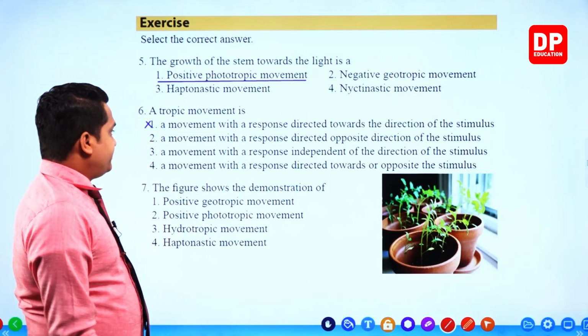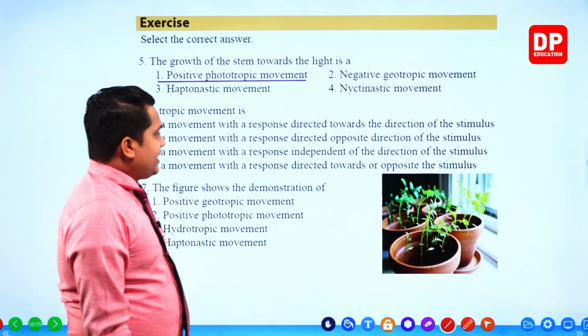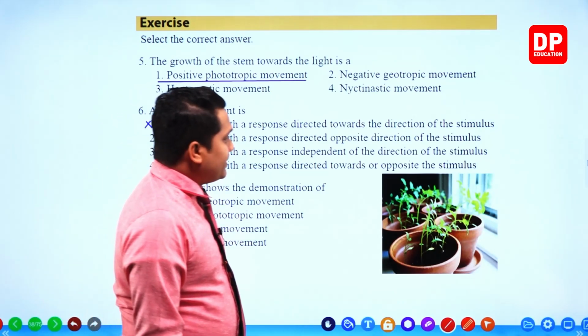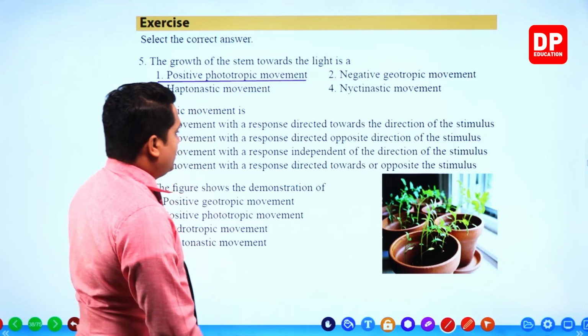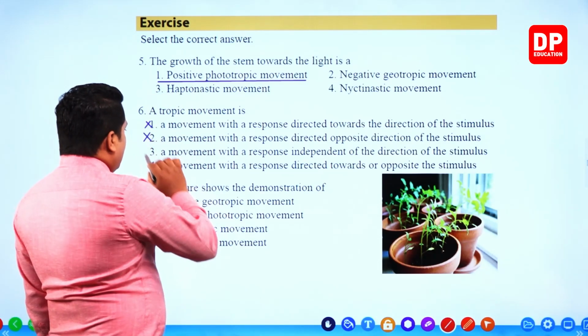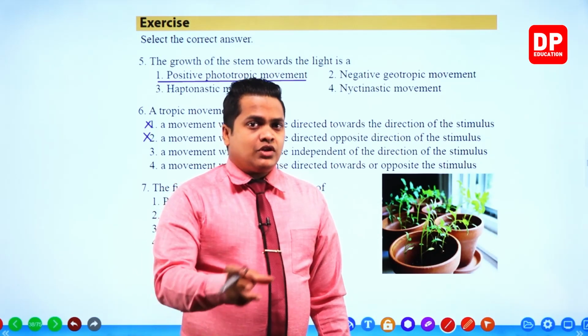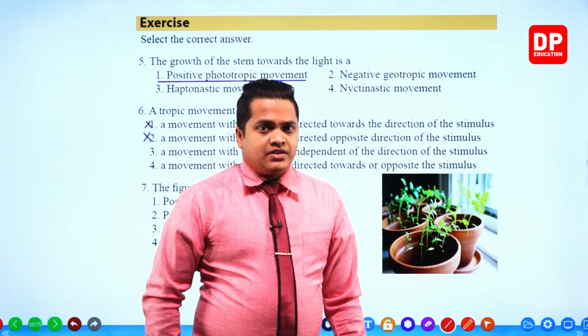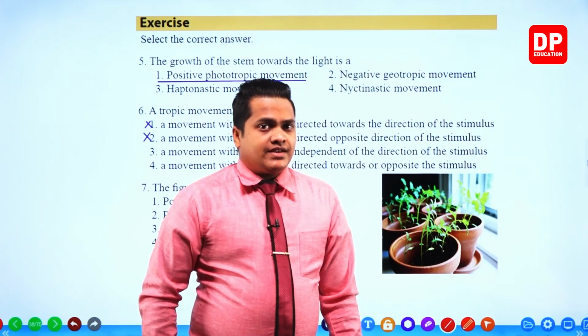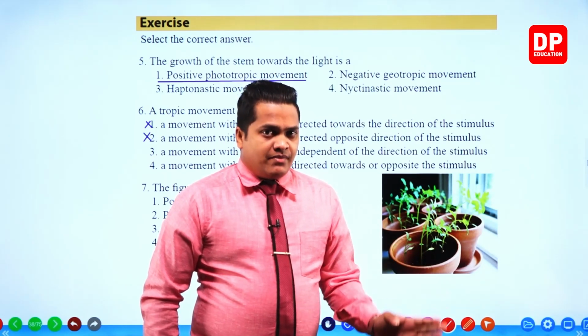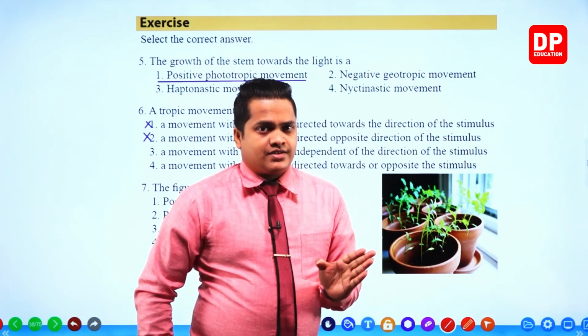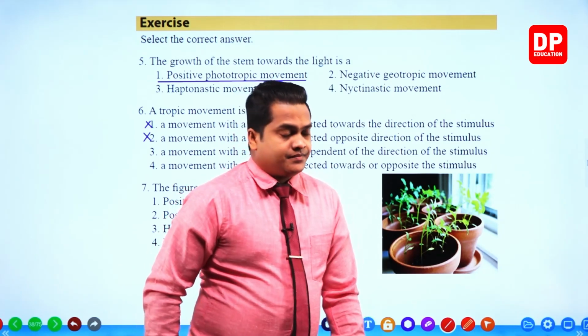Then the next one. Movement with a response directed opposite to the direction of the stimulus. Once again incorrect. Not only to the opposite direction, but also to the same direction. Like I said, it can be affected in the same direction and also in the opposite direction. So, both are correct.